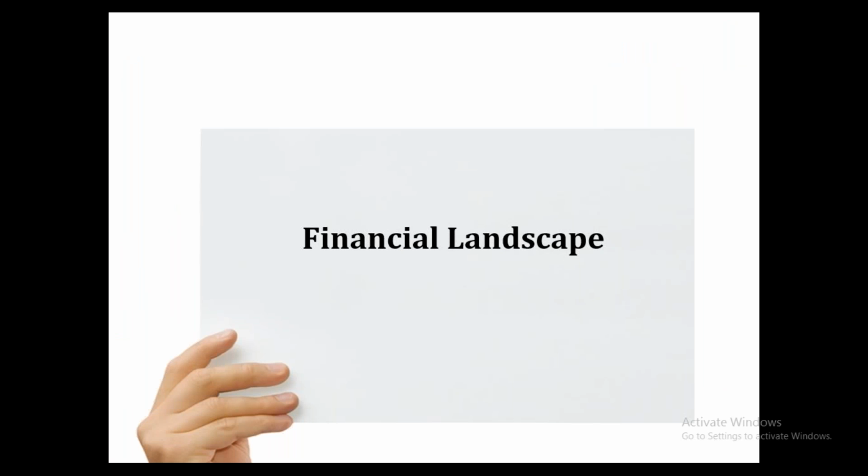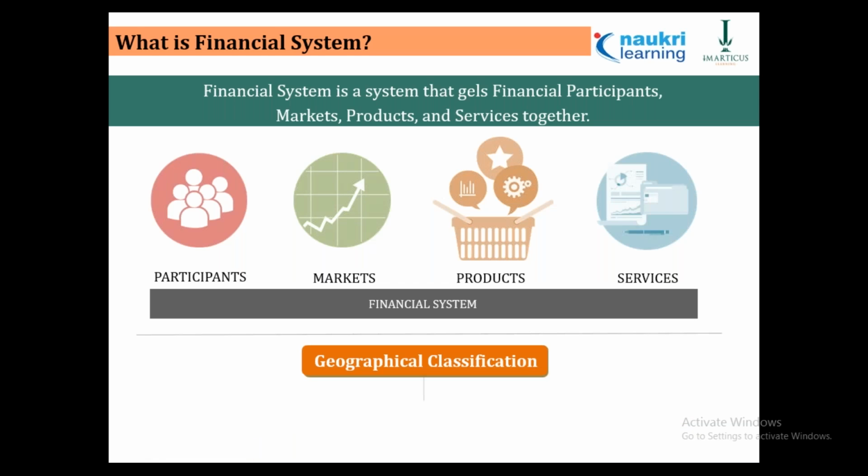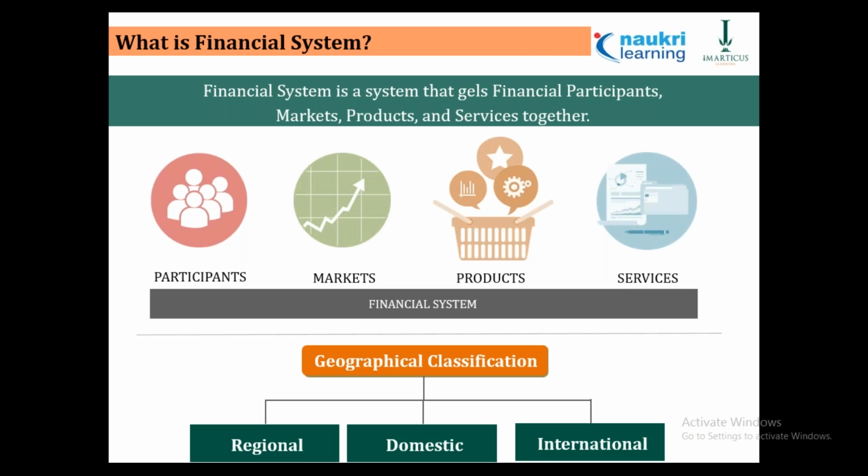So it's very important to start off on a very broad note, take a 50,000 feet view in terms of the financial landscape and what this is all about. To put that into perspective, the financial system is basically something that has a lot of participants, markets, and different types of products and services being offered.